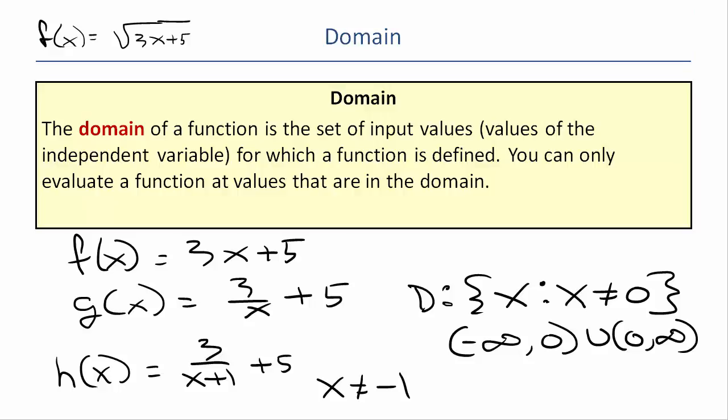Let's say you had that. Well, you have to make sure that whatever's under the radical is always greater than or equal to 0. So that's all you do, is you set 3x plus 5 greater than or equal to 0 and solve, right? You move the 5 over, 3x has to be greater than or equal to negative 5. Divide by 3 and you get x is greater than or equal to negative 5 thirds. And that's your domain, right? X just has to be negative 5 thirds or bigger. Okay, so those are the only two things you have to worry about for domains.